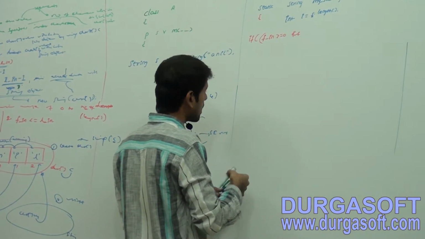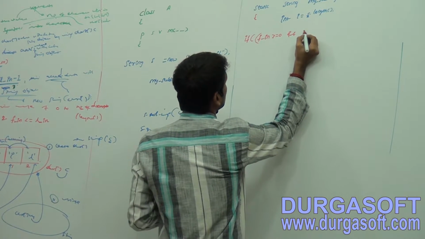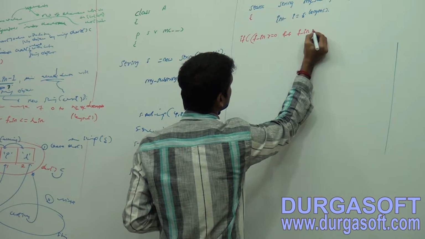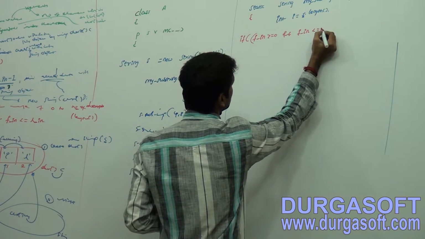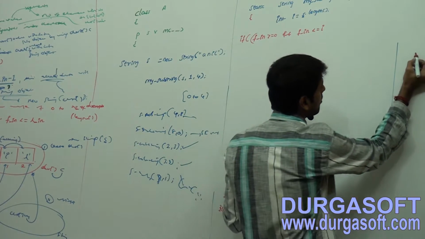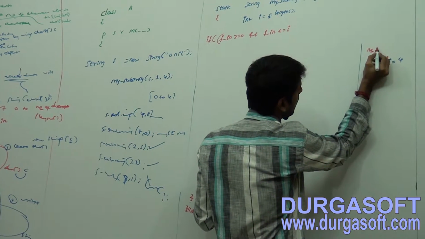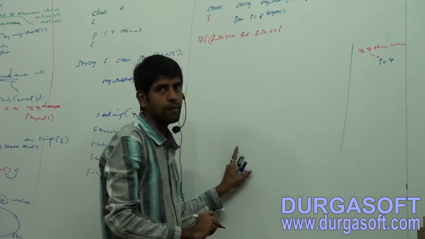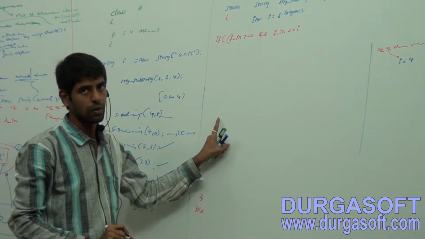Now let me take fin hyphen length, first index must be less than or equal to I. Why? Because I represents what, guys? Number of elements value. Okay, number of elements value. Okay.